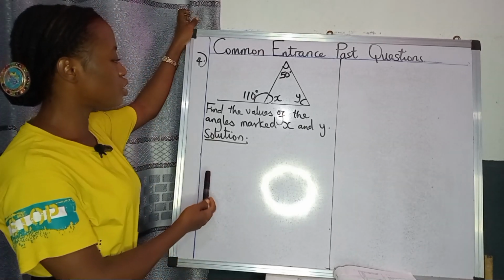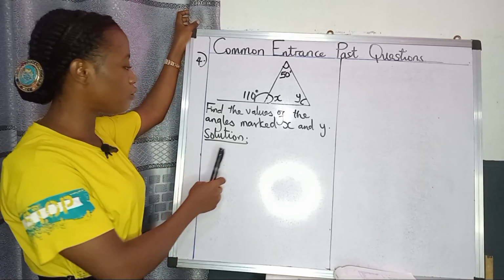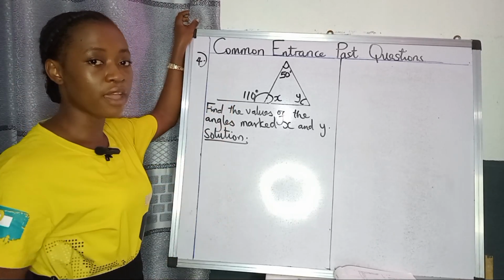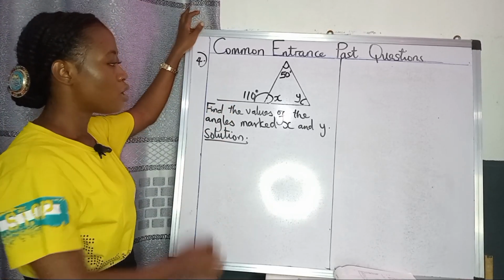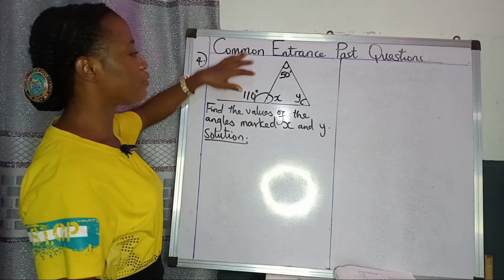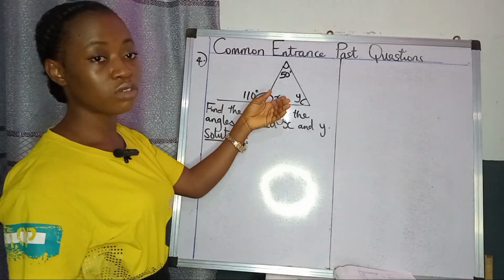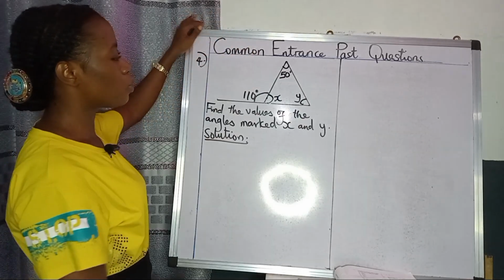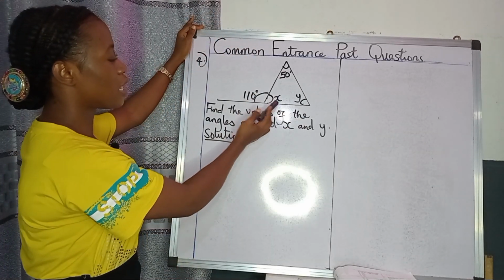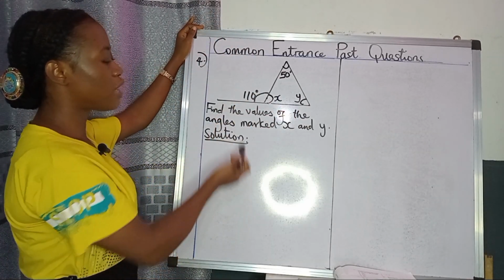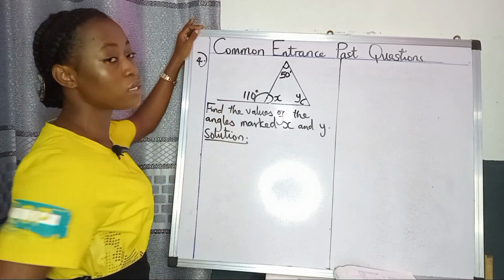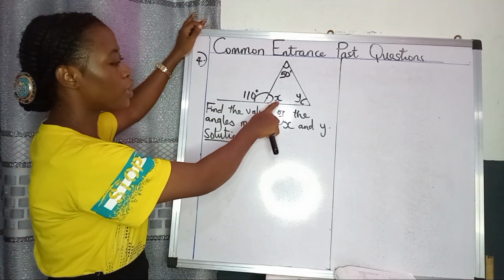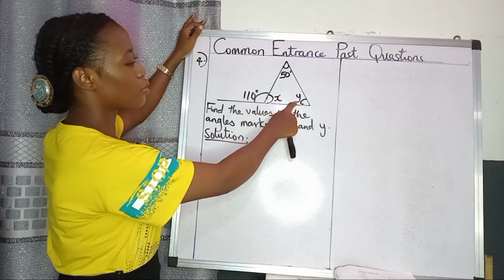Now, the question says find the values of the angles marked x and y in this diagram. And looking at this, you have a triangle that is drawn on a straight line, right? You have angles 50 degrees, x, y, and you have an exterior angle 110 degrees. Now the question is asking me to find the value of this angle x and angle y.